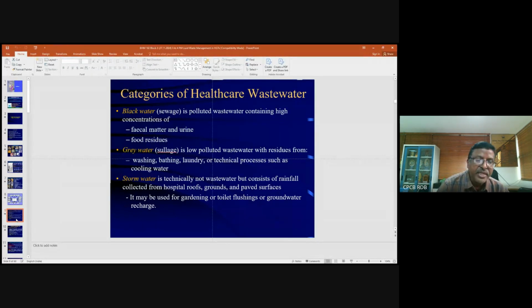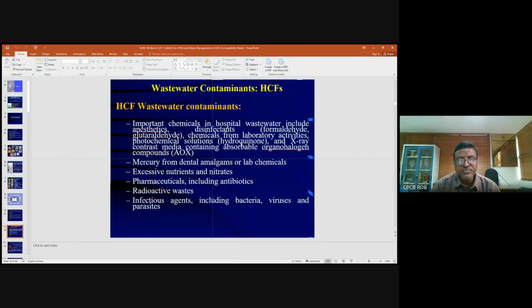Therefore, healthcare wastewater can be classified into three types: black water, grey water, and storm water. And what type of wastewater contaminants can we expect from the wastewater generated by a healthcare facility?